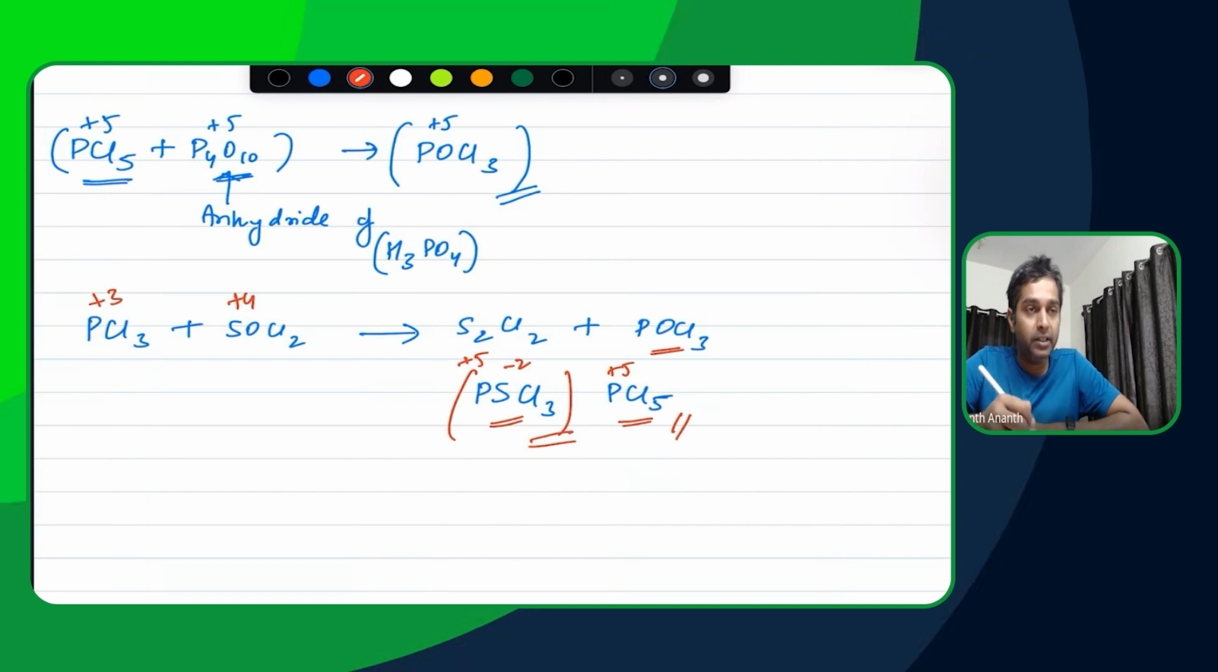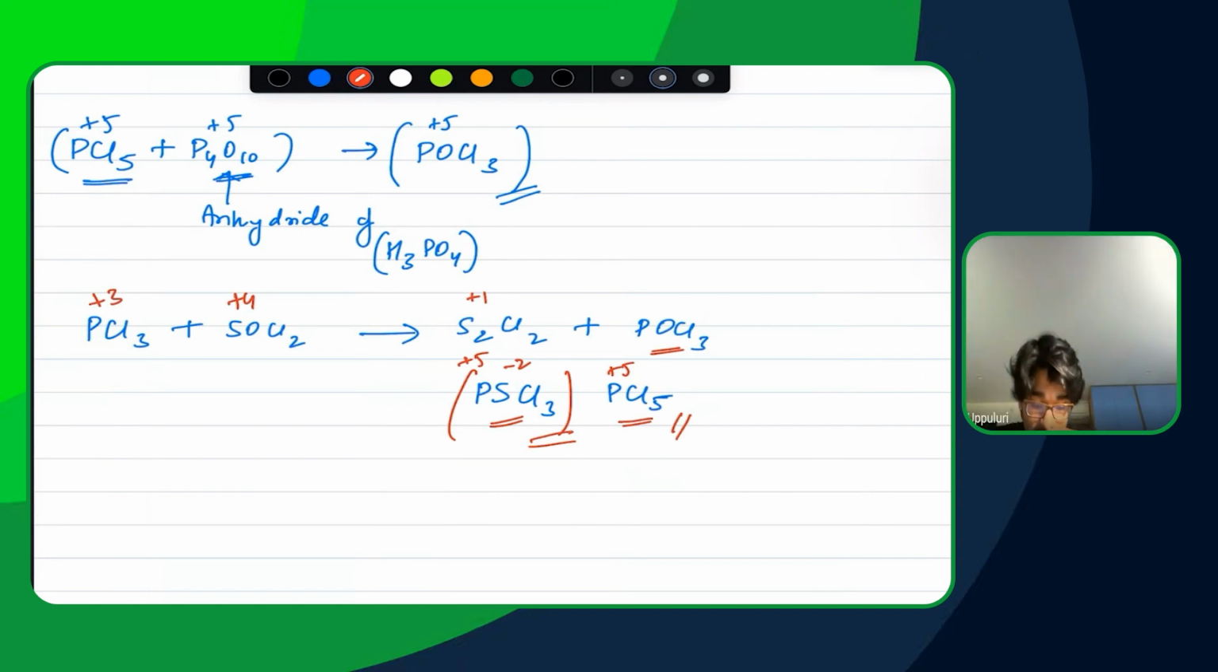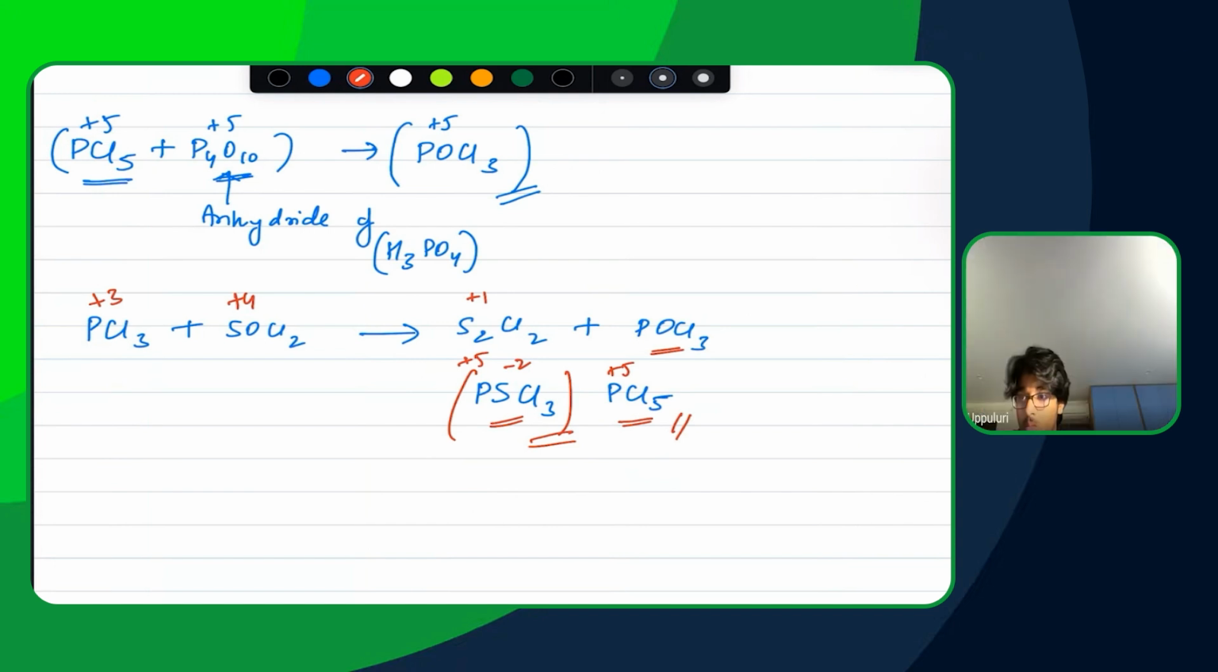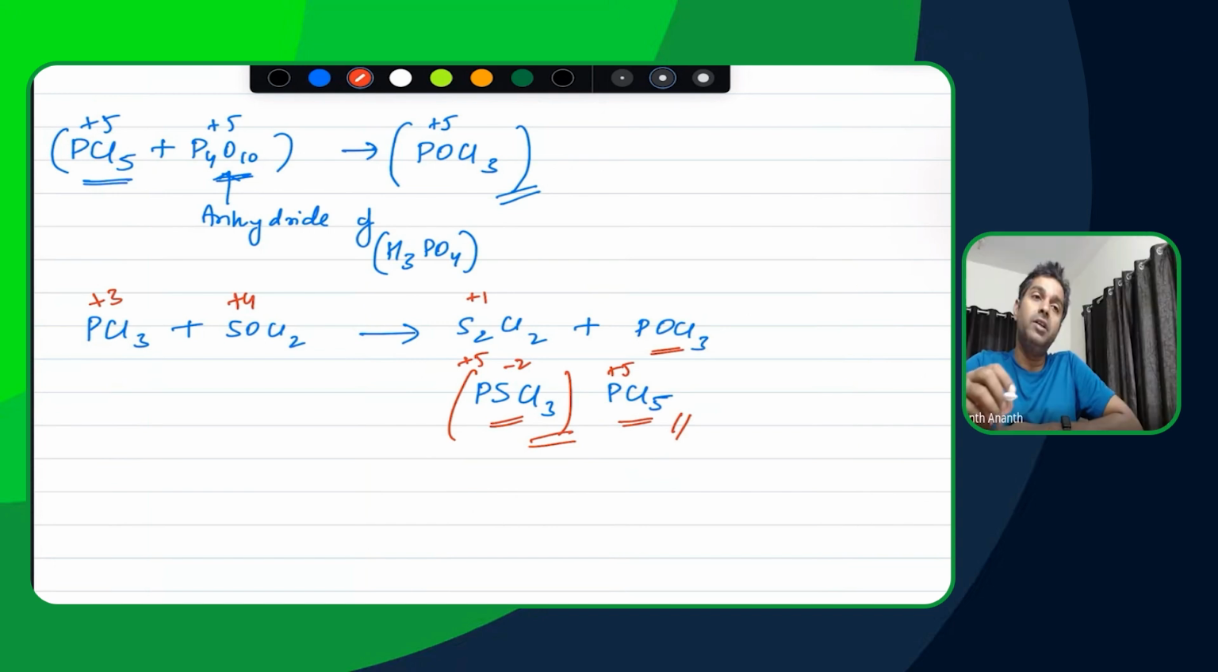S2Cl2, on the other hand, is realistically possible. Sulfur is going to +1, not till -2. +4 to +1 is reasonably possible, but -2, tough. -2 is tough because sulfur is just a little bit more electronegative than phosphorus, not that much more electronegative. It should not be able to oxidize phosphorus to +5 while reducing itself to the -2 stage.